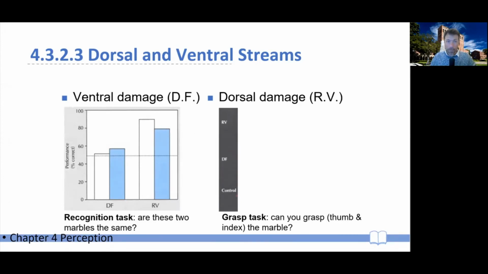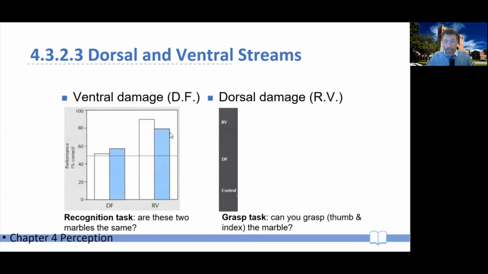Now, when you look at the recognition task, you see exactly the expected effect. DF, who has an impairment in the ventral pathway, seems to be unable to tell whether two marbles have the same shape or not. Her performance is just about chance. And this is true both for the cases where the two marbles had the same shape, the white bar, versus when two marbles had a different shape, the blue bar. On the other hand, RV, who has an intact what pathway, seems to be pretty good at determining whether the shapes of two marbles are the same or not, both when they have the same shape and when they don't. So clearly, RV can recognize the shape of something. DF, on the other hand, is impaired at that.